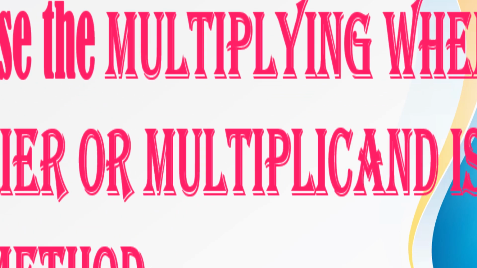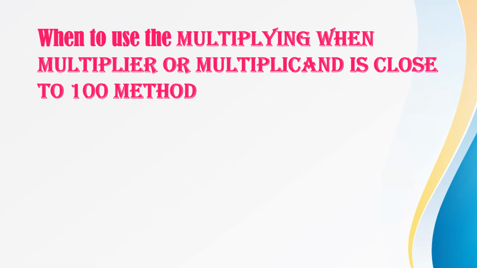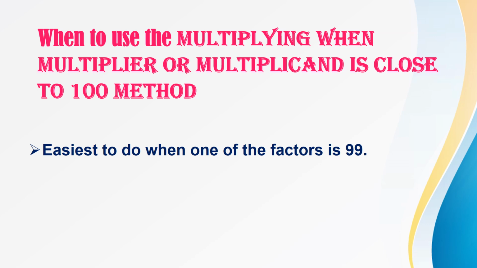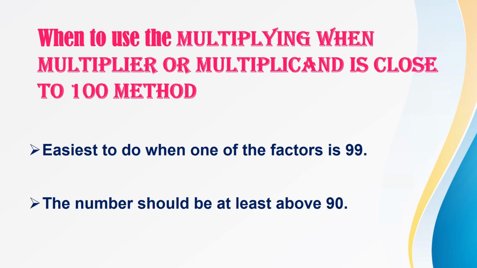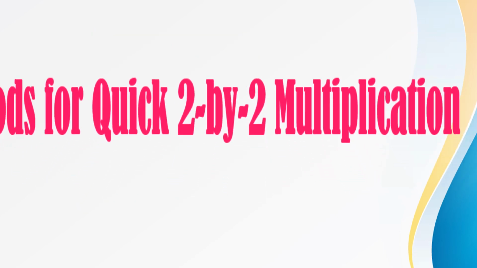So, as you can see, the close to 100 method is the easiest to do mentally when one of the factors is 99 or at least a number above 90, because then it becomes easier and quicker to do the 2 by 1 multiplication and the subtraction in your head. And that's it. There you have it.